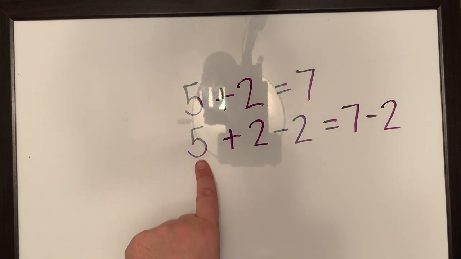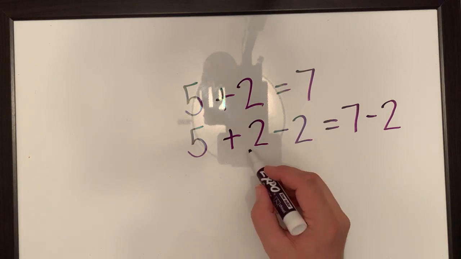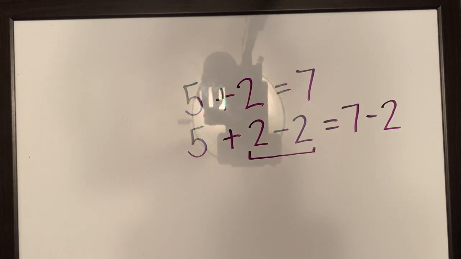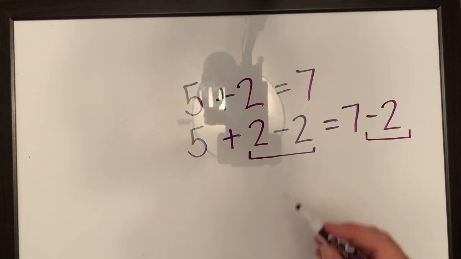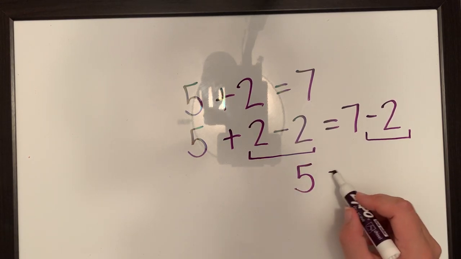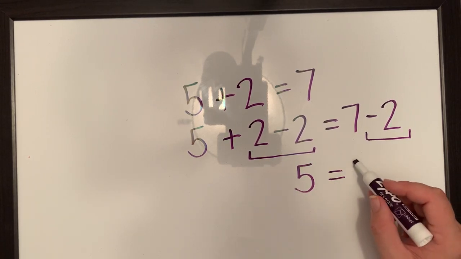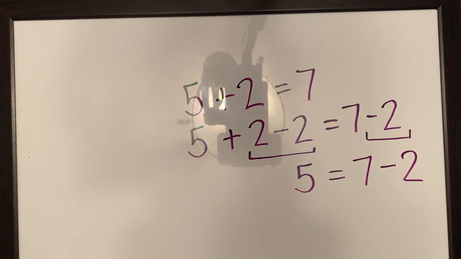So if I had 5 apples, Mr. Priolo had 2 apples, but then he ate them. He subtracted the 2 apples. So to find how many apples are left, I need to also subtract 2 from this side. So the answer is my 5 apples are left, and to find that, it would be the total number of apples minus the 2 that Mr. Priolo ate.